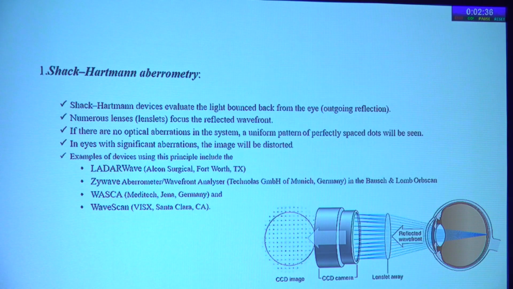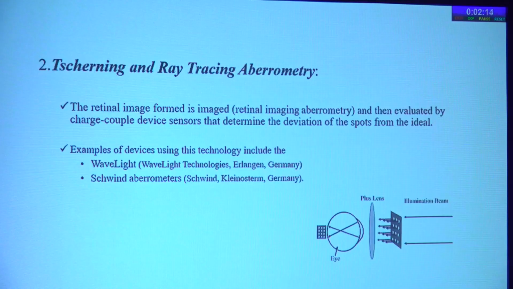Hartmann-Shack devices evaluate the light bounced back from the eye. That's why it's called outgoing reflection. There are numerous lenslets focused on the reflected wavefront. If there is no optical aberration in the system, a uniform pattern of perfectly spaced dots will be seen. If not, it tells us the amount of aberrations. The LADARWave, Zywave, VISX WaveScan all work under this principle.